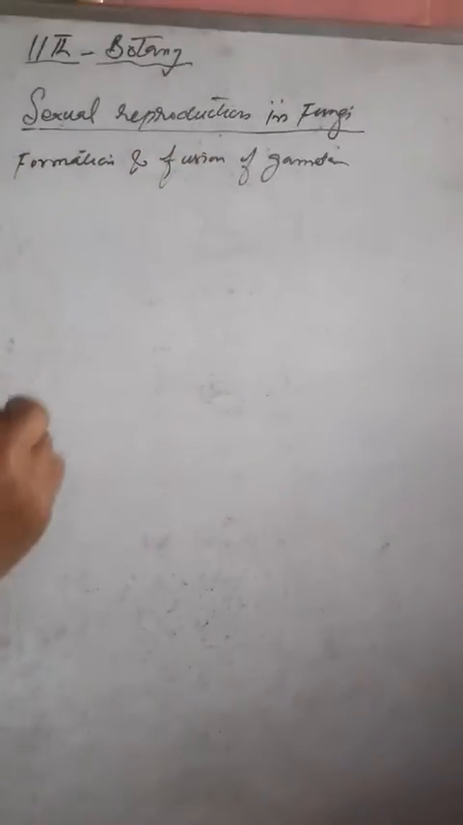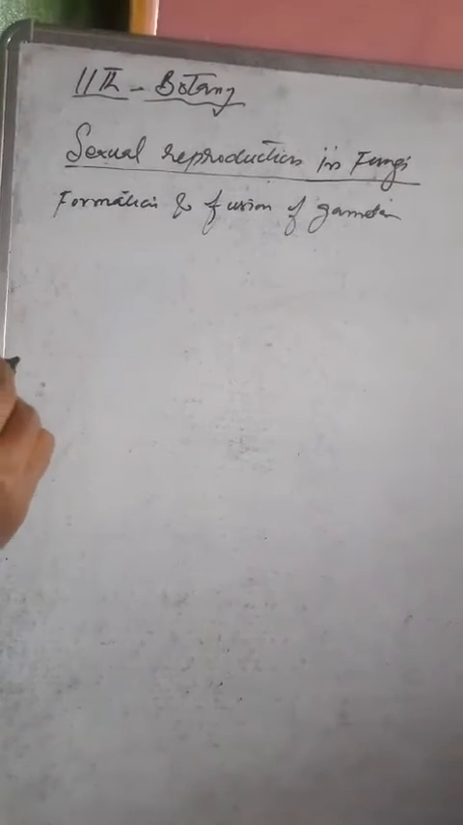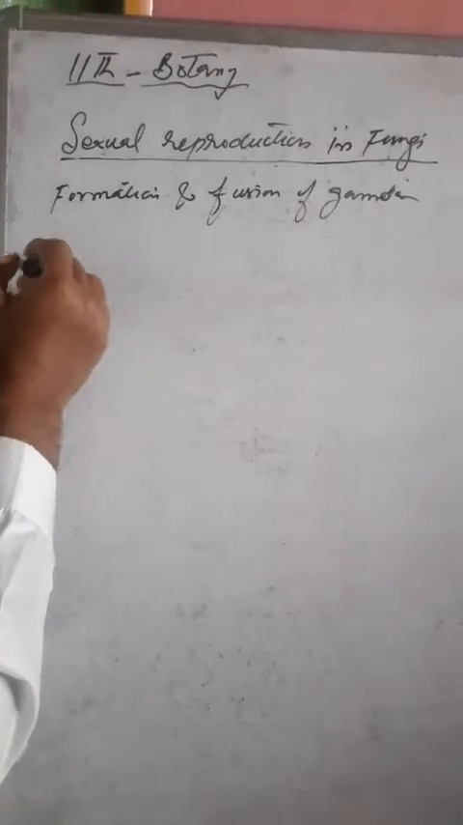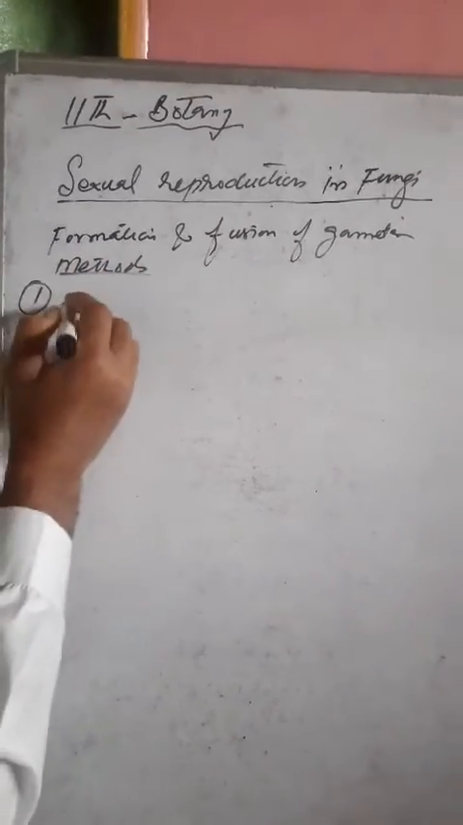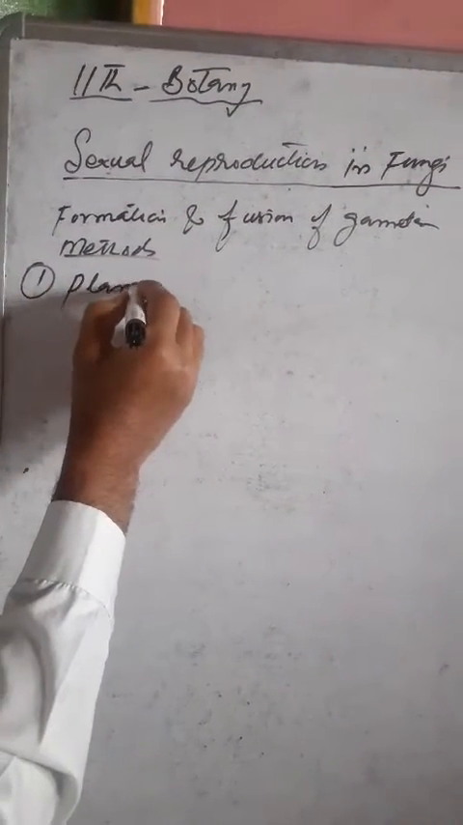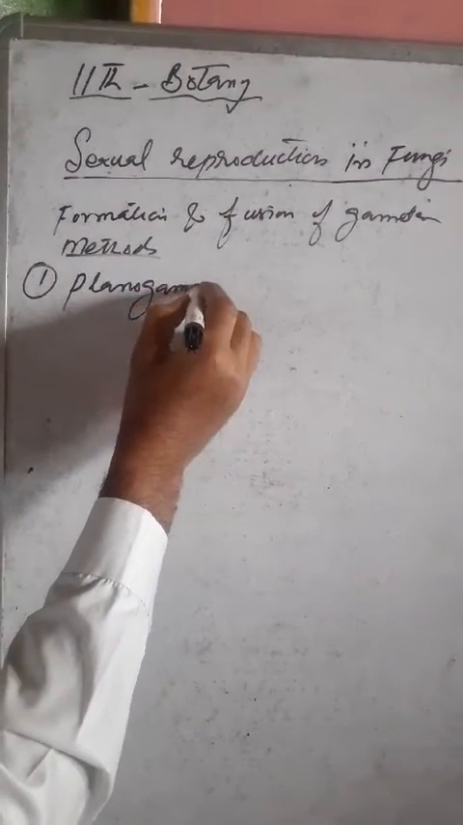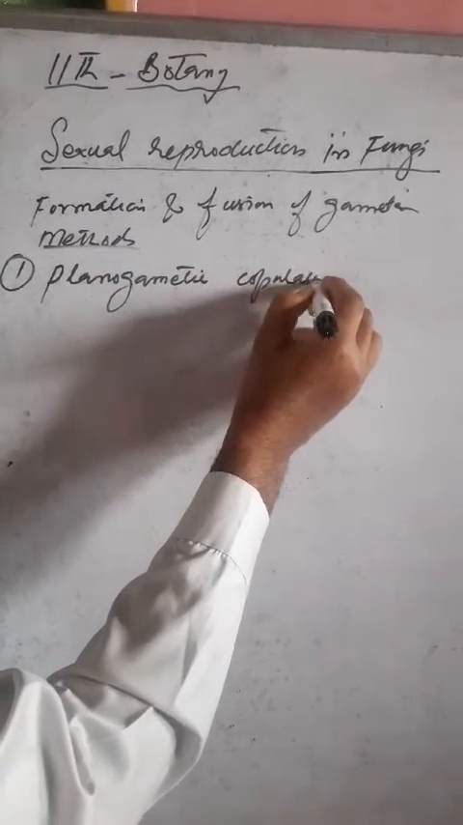Sexual reproduction in fungi takes place by mainly 5 methods. What are those methods? Let's try to learn. Number one is planogametic copulation. What happens here?